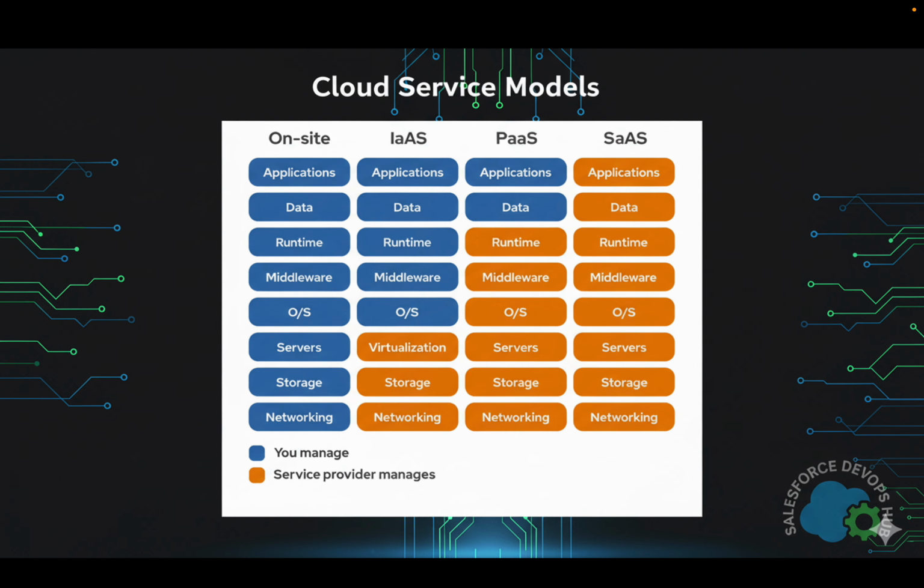In the first, on-premise, everything is managed by us. In the second model, infrastructure as a service, from the OS level, everything is managed by us. In platform as a service, data and application are managed by us. When it comes to software as a service, everything is already managed by the provider. Salesforce is a software as a service application, and so everything is already managed by Salesforce, including the servers and the orchestration of servers.